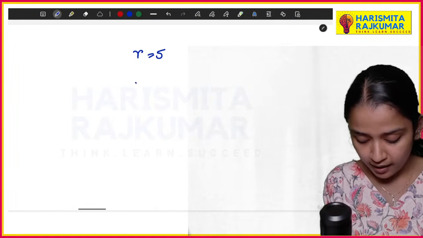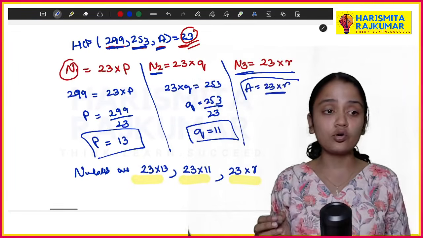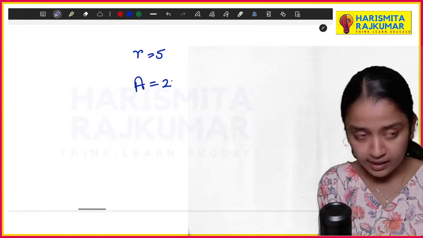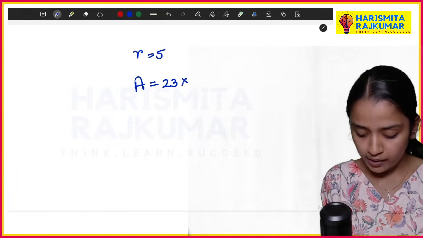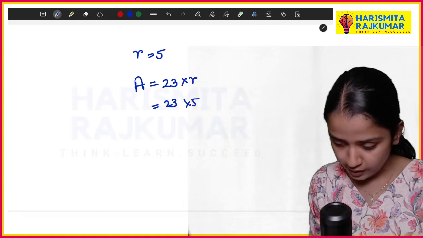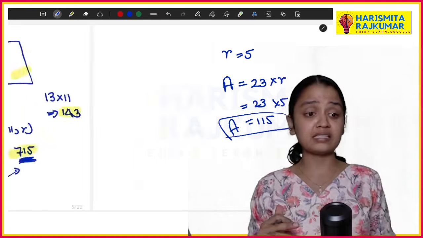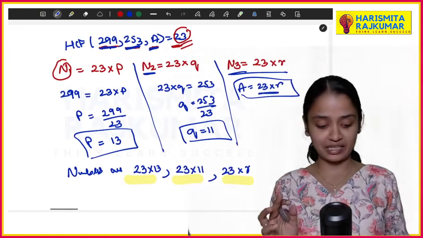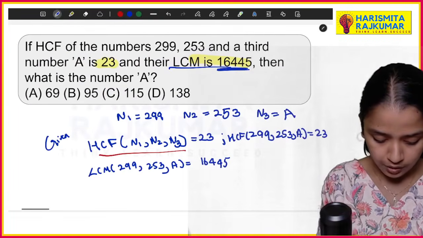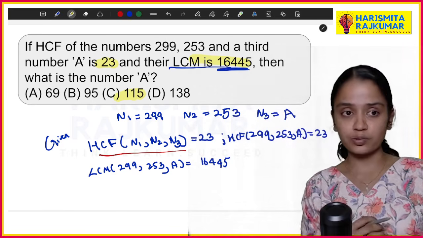What is my A? I have already written it as 23 into R, which is 23 into 5, and that is 115. A is 115. This is the shortest method which I can teach you. I hope you understood this question. So your answer for this one is 115. Thank you.